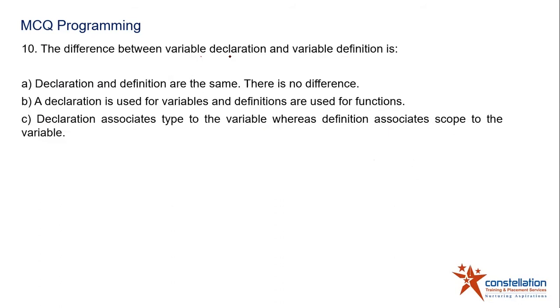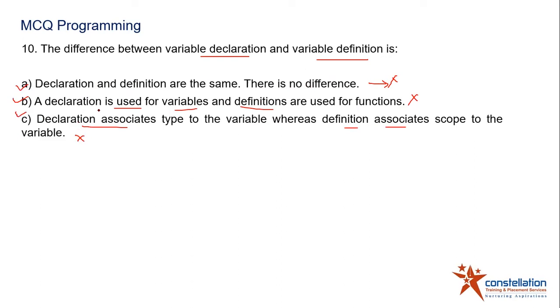The difference between variable declaration and variable definition. Now here, look at the options. Declaration and definition are the same? Absolutely not. They are not the same. A declaration is used for variables and definitions are used for functions. No, absolutely false. Declaration associates a type to the variable, whereas definition associates a scope to the variable. This is also false.